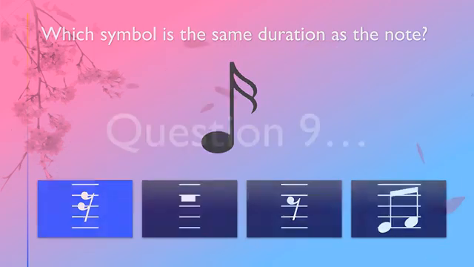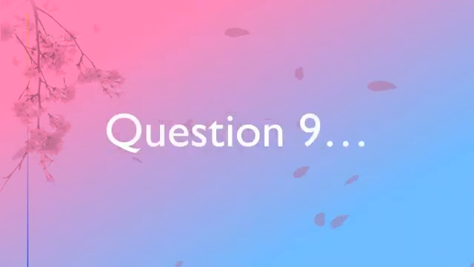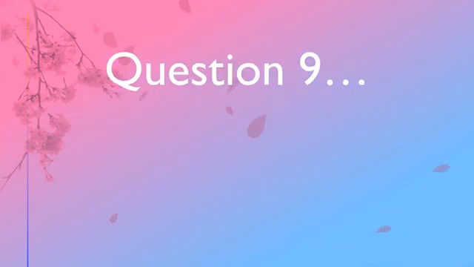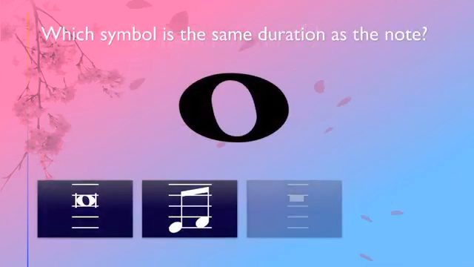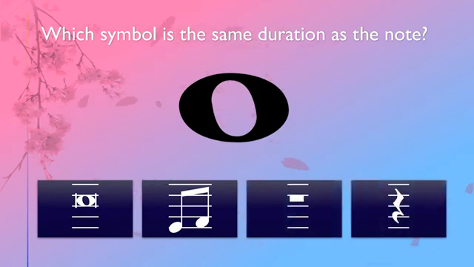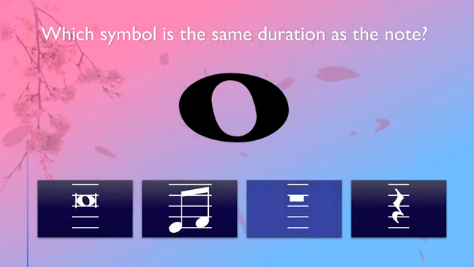Question 9. Which symbol is the same duration as the note above? Is it 1, 2, 3, or 4? It's 3. So we have a whole note, so we need the equivalent being the whole rest.